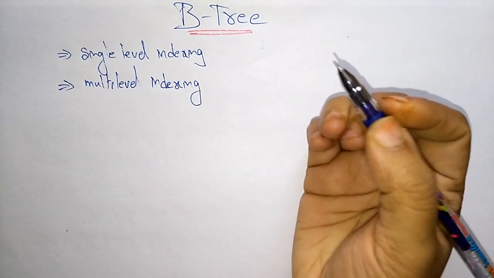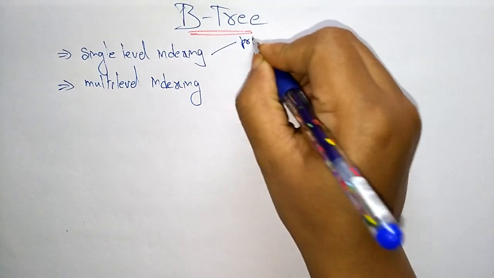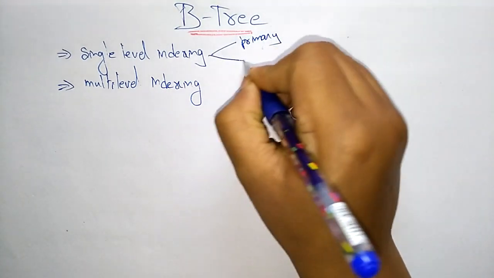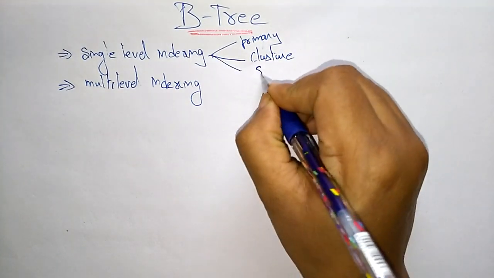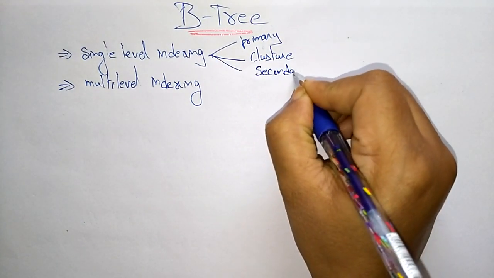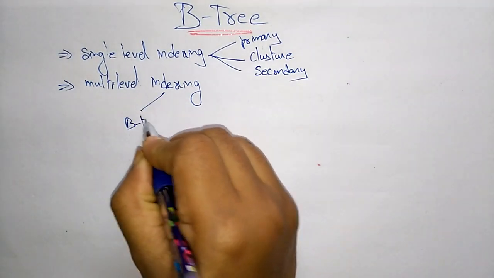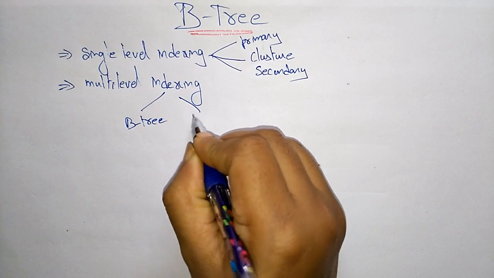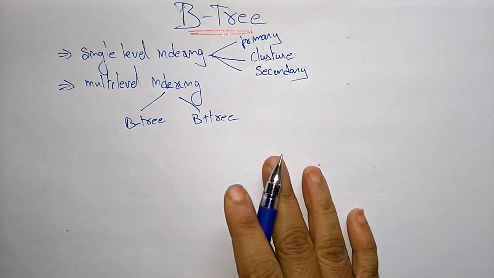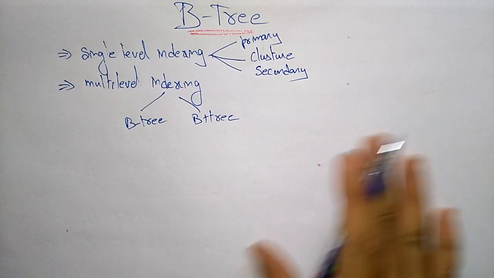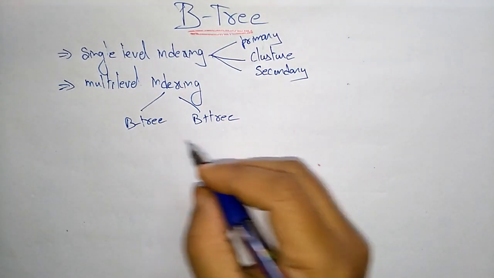In the previous video, I explained about single level indexing. The single level indexings are primary indexing, cluster indexing and secondary indexing, whereas multi-level indexings are B trees and B plus trees. I explained single level indexing with an example also in the previous video. So let us see what is the difference between single level and multi-level.